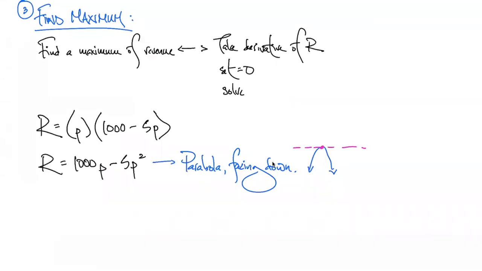Okay, so if you know what some of these fundamental graphs look like, you can actually use that to say, I know that this is going to be a maximum. By definition, I know this is a downward facing parabola. So therefore, the one place where that slope equals 0 is going to be a maximum. Okay.